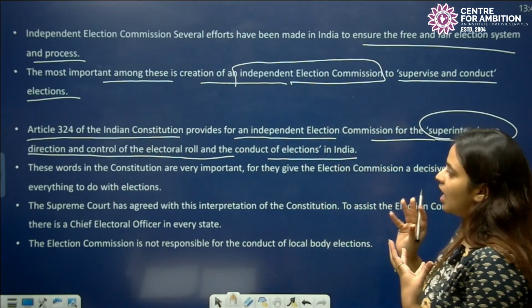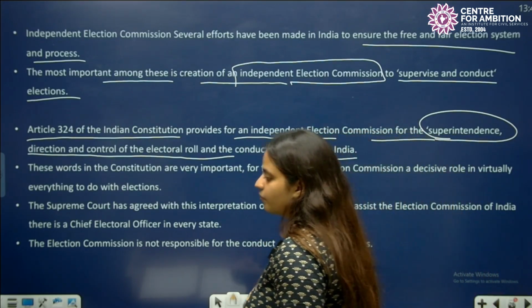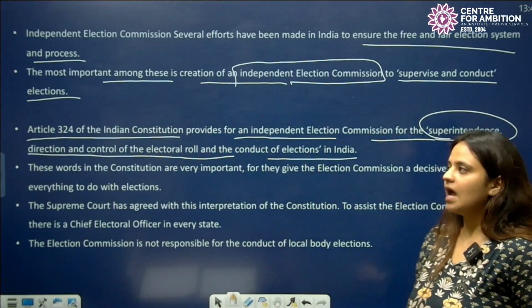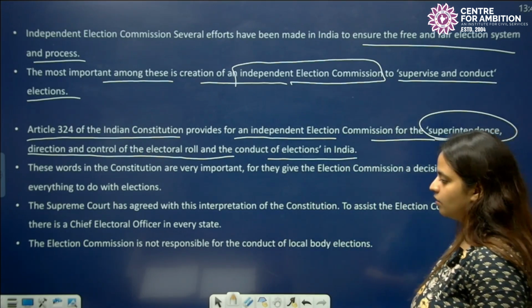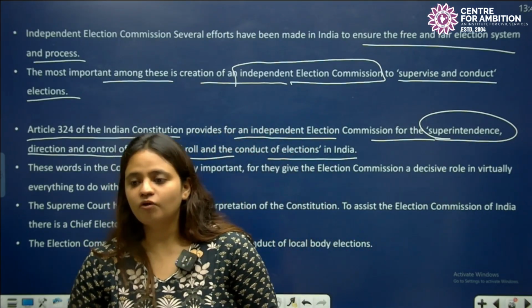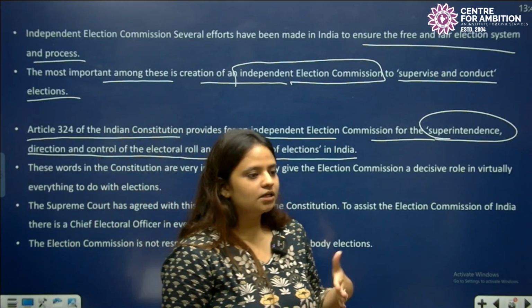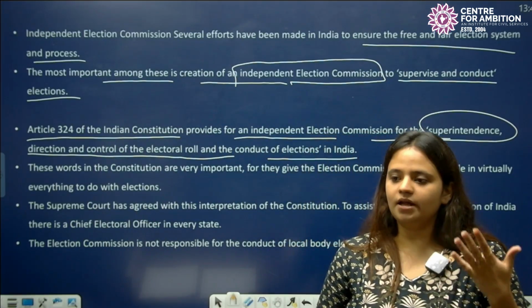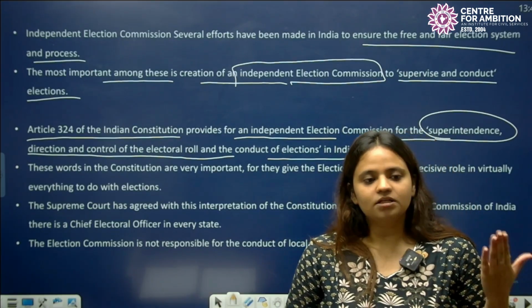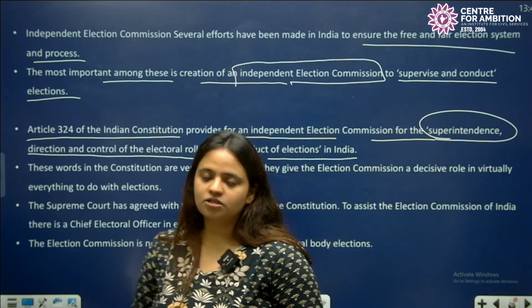So Article 324 of the Indian Constitution provides for an independent Election Commission for the superintendence, direction and control of the electoral roll and conduct of the elections. So the Election Commission is responsible for supervision of the elections going on in the country. It also directs and controls the whole election procedure and the electoral roll, so that there will be free and fair elections. It is mentioned in Article 324.